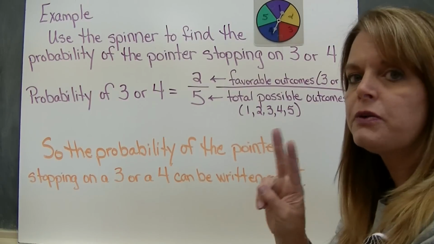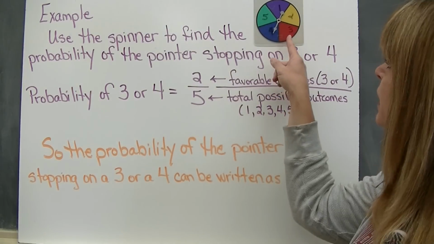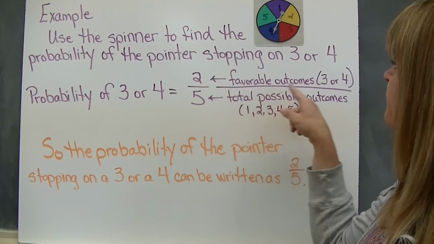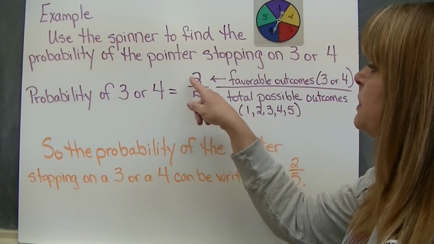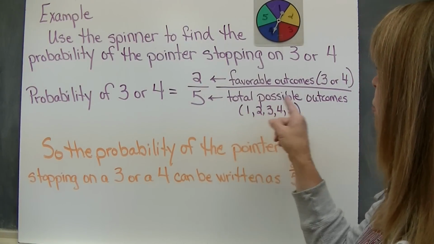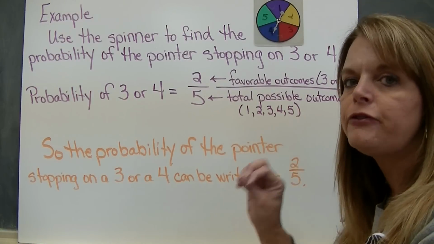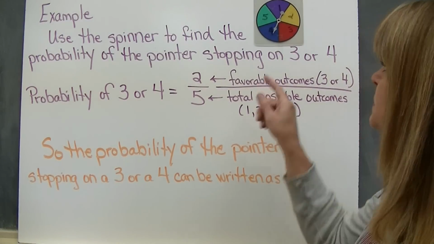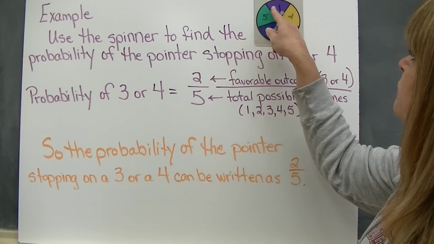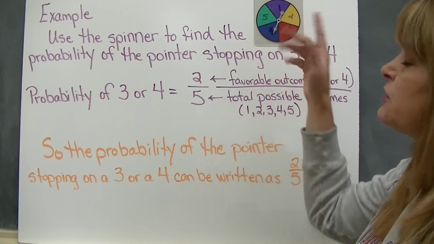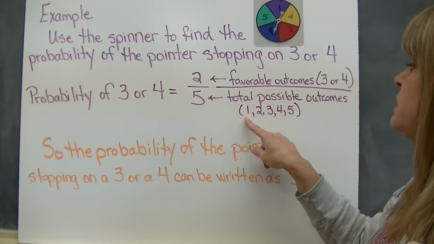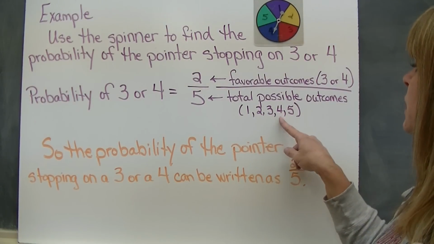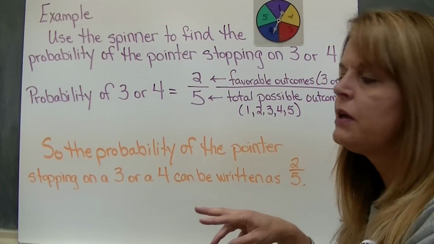So I have 2 of those sections. One has a 3, one has a 4. So my favorable outcomes are 3 or 4. Either one will do. So it's 2. What are my total possible outcomes? You have to include your favorable outcomes. 1, 2, 3, 4, 5. 5 sections, 5 different numbers. My total possible outcomes, I could spin a 1, a 2, a 3, a 4, or a 5.